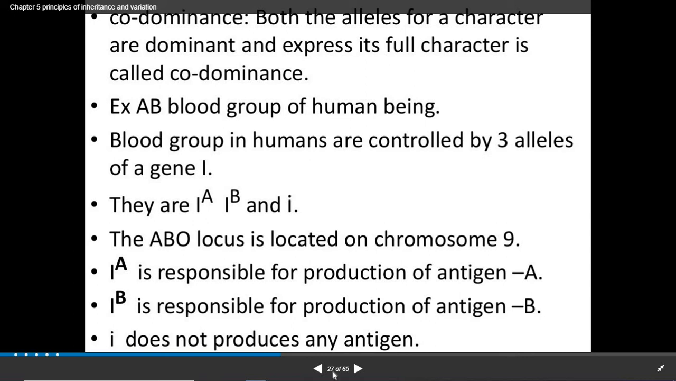Good morning students. In this session we will study codominance. This topic is also an exception to Mendel's law that we have seen.